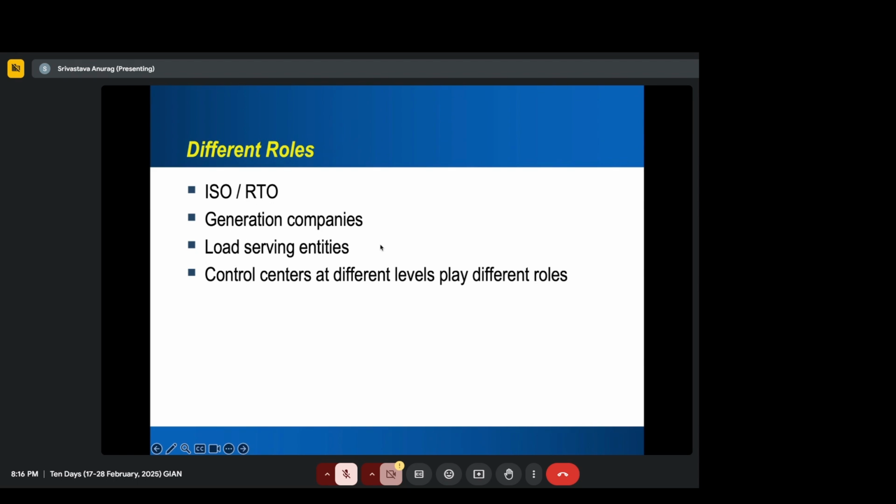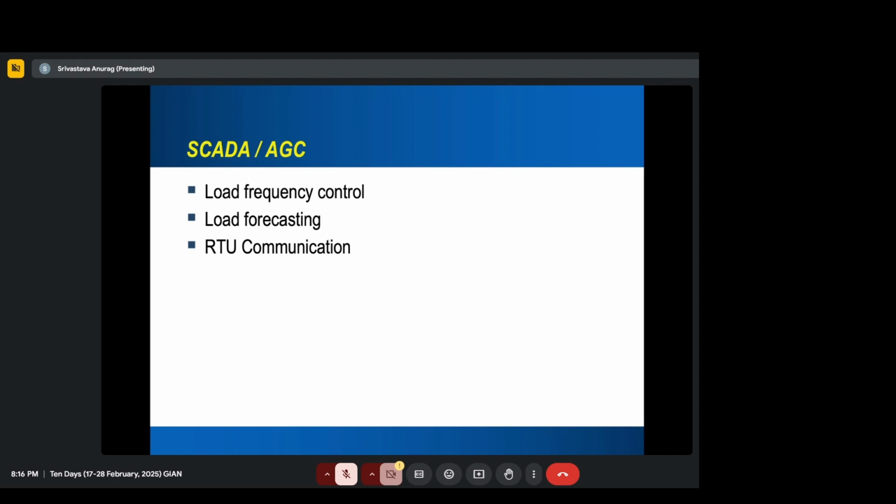Generation companies is of course important, which will bid in the market. Load serving entities, so now we got this new entity which represents a group of load, and they will say that we will consume the power at this rate, and they bid also in the market. And the control center, which plays different roles in different levels, right? We have same SCADA and AGC, which will feed and take the control action. It does the load frequency control, which means that it adjusts the frequency, it drops the load as needed. If the frequency is higher, it drops some load.